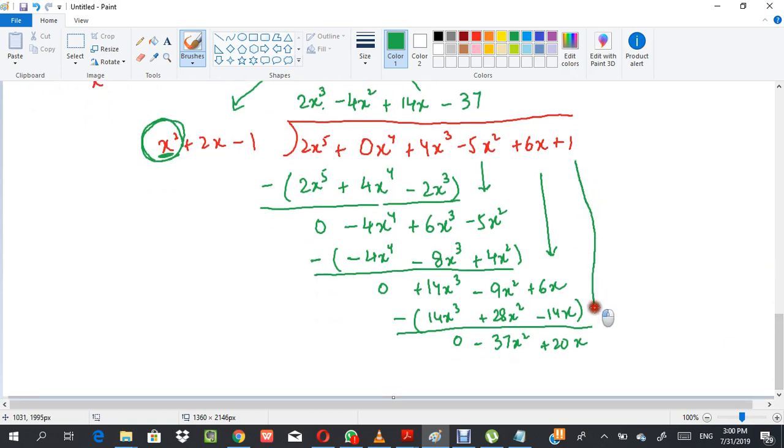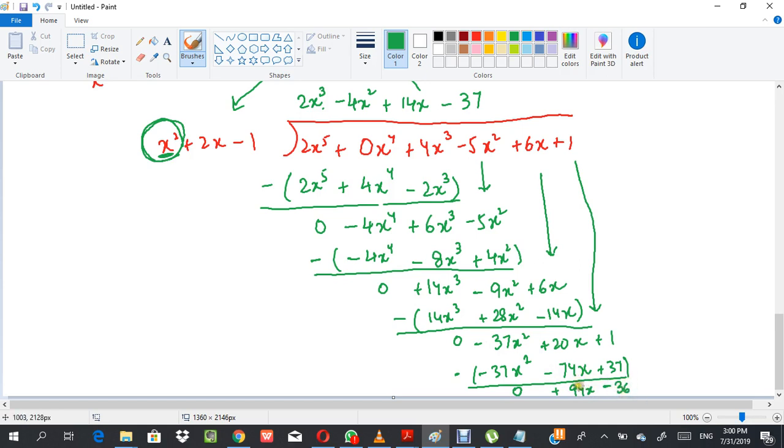Alright, I forgot to bring this one down. Here it comes. So now we have negative 37x square, take away 74x, add 37. Now let's subtract. This becomes 0, this becomes positive 94x, and this becomes negative 36.